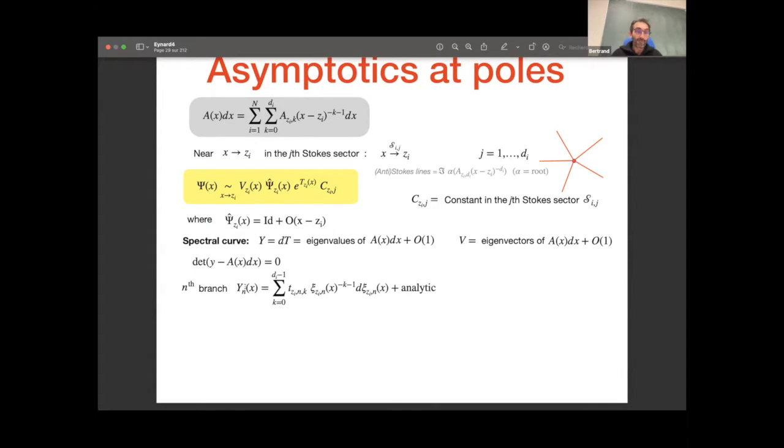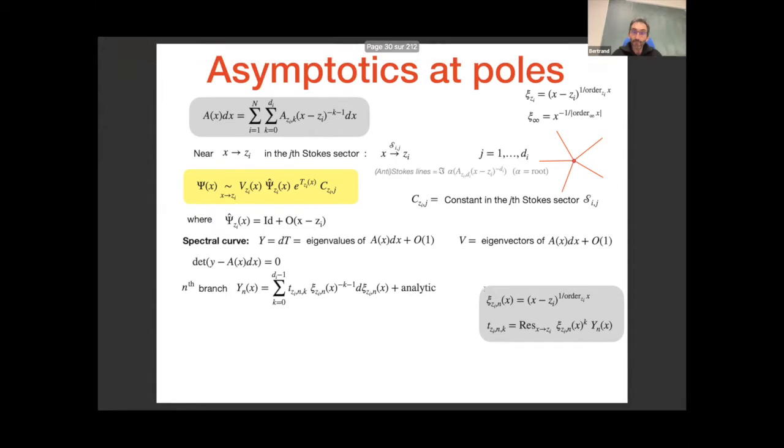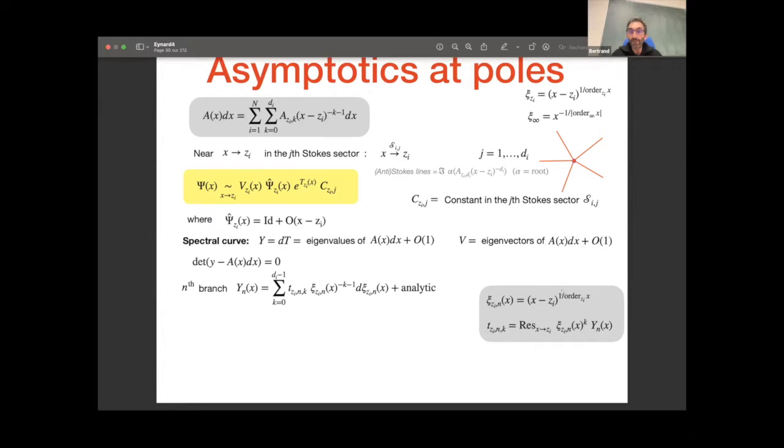Let me call them Y_n, and you expand them at x very close to z_i as a Laurent series. Here, what I call xi is nearly the same thing as x minus z_i, except that in some cases there can be degeneracies, and you need to take a fractional power of x minus z_i to be a good local coordinate. But basically, the eigenvalues always have a negative Laurent part plus analytic. And what we shall keep in T is the integral of this negative Laurent part.